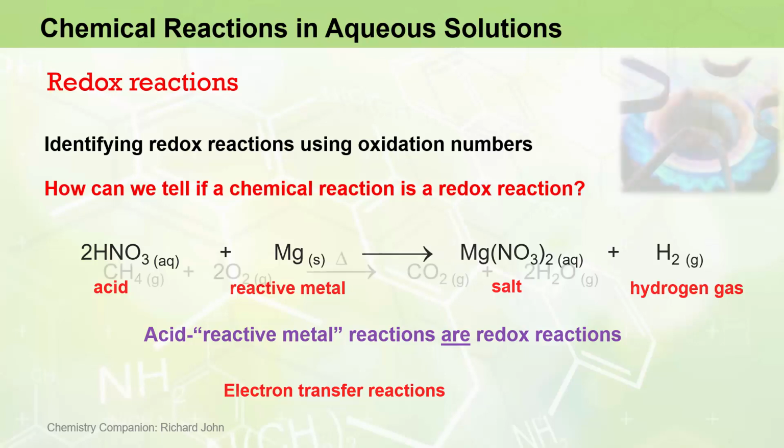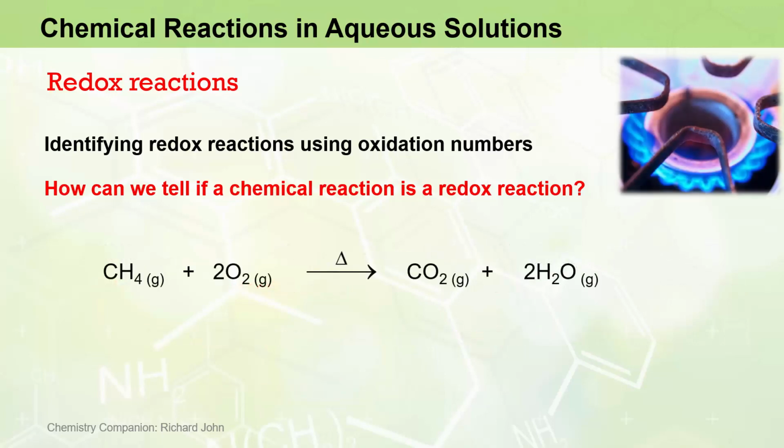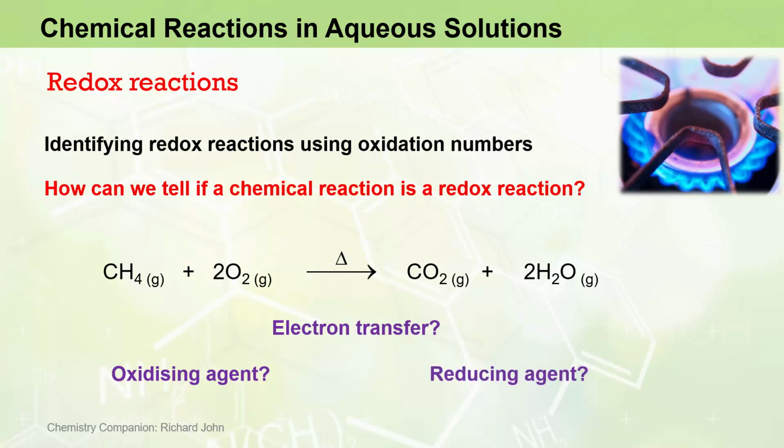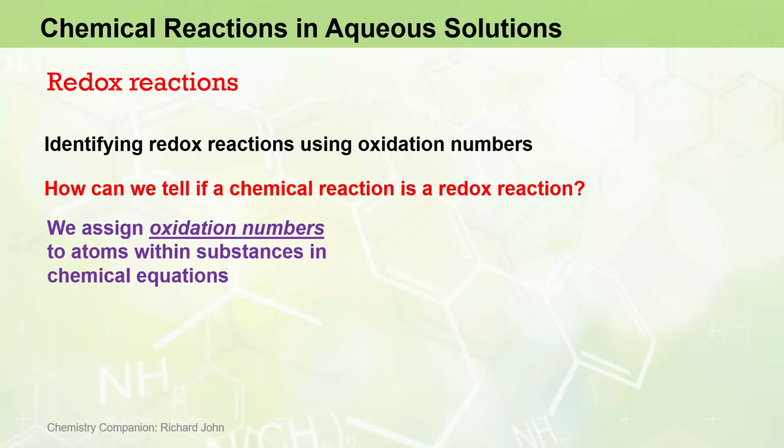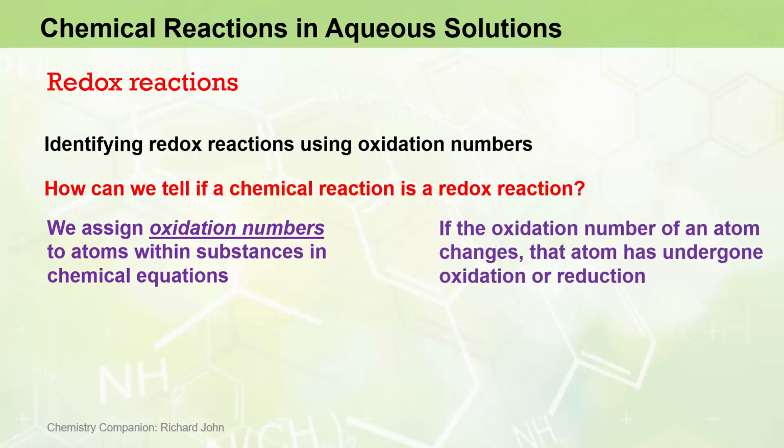So this takes us back to our question, how can we tell if a chemical reaction is in fact a redox reaction? How can we tell if electron transfer has occurred? And if so, how can we identify which substance is the oxidizing agent and which substance is the reducing agent? We do this by assigning oxidation numbers to atoms within substances in chemical reactions. If the oxidation number of an atom changes during a chemical reaction, then that atom has undergone either oxidation or reduction.